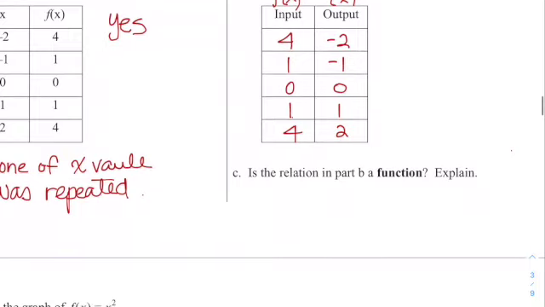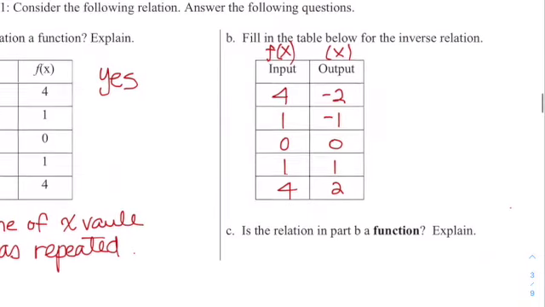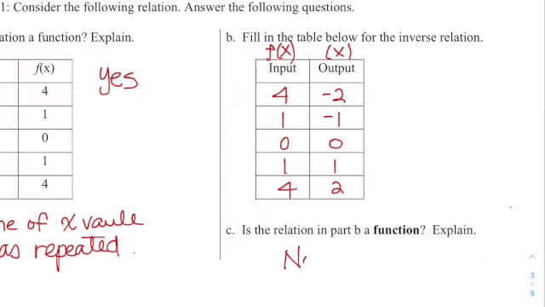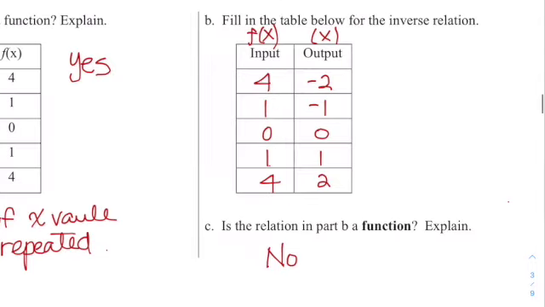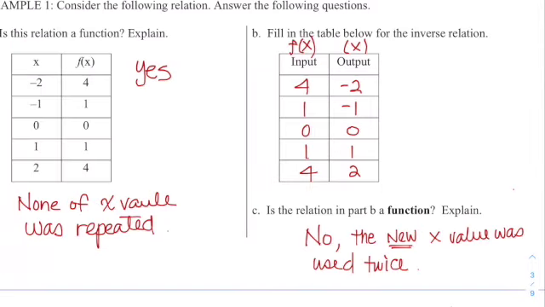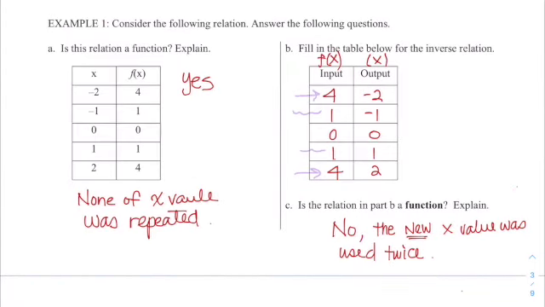Now the question asked, is this relation a function? No. The reason is because an x value was used twice. If you look at B real quick, you will see that the 4 and the 4 and the 1 were used twice. So the new x value was used twice, therefore it's not a function.